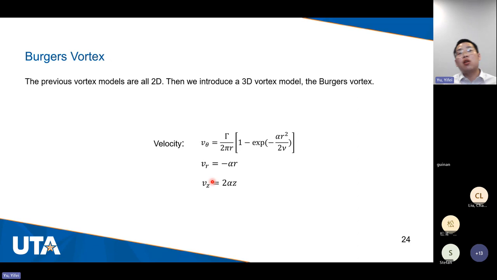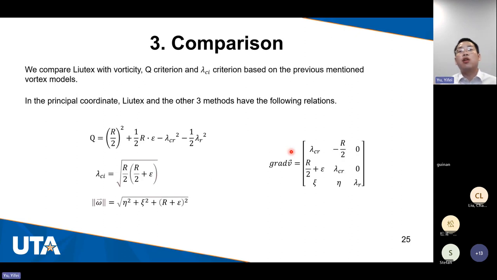And the Burgers vortex. The previous several vortex models are all 2D, and we include one 3D vortex model, the Burgers vortex. Its velocity is drawn here, and we also assume the location where the velocity reaches the maximum is the boundary of the vortex core. And we can see the result.